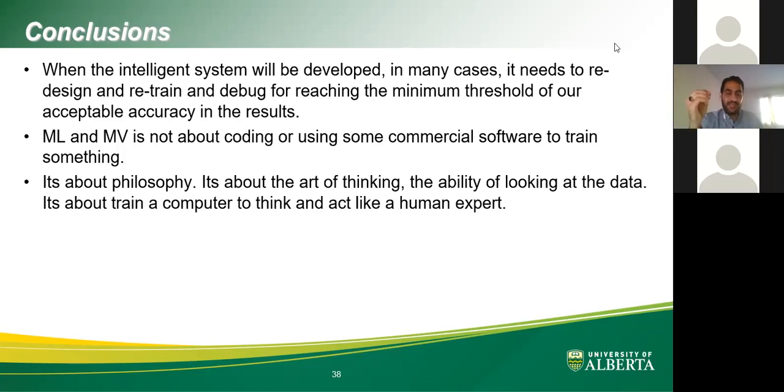Machine learning is about training a computer to think and act like a human expert, or even beyond that. Deep learning can extract features that you cannot understand with your own knowledge or background. It's very tricky, and there is no time for talking about it in this presentation. But just keep in mind that machine learning is not using some commercial software for training a neural network to predict something, okay? Machine learning is about making a whole workflow intelligent, and it's about the philosophy, the ability of thinking. This is the most important thing that I wanted you to know, guys.